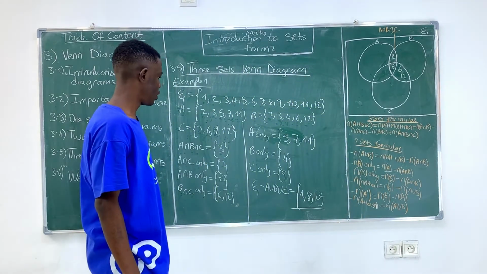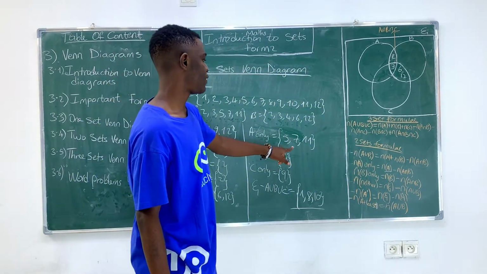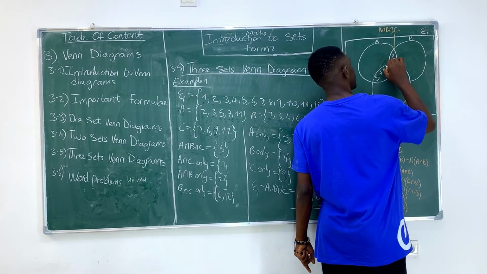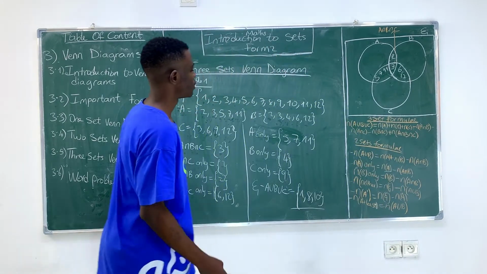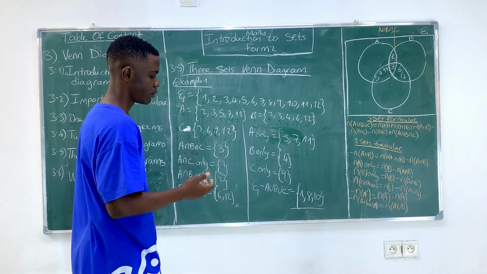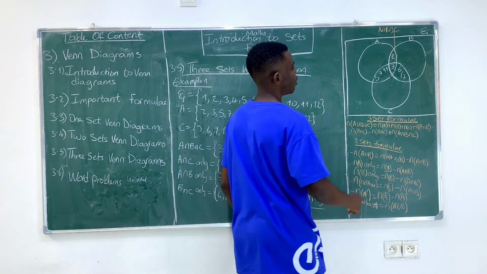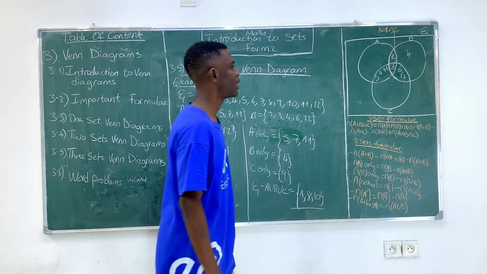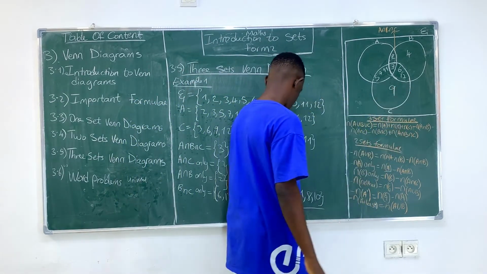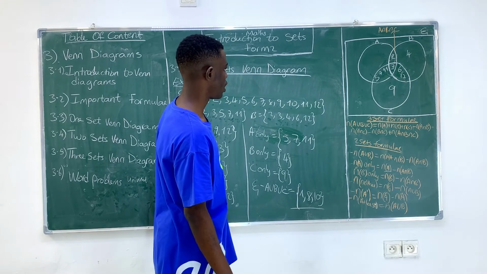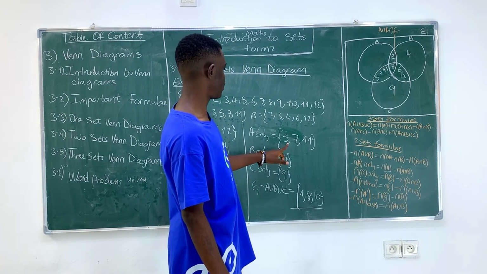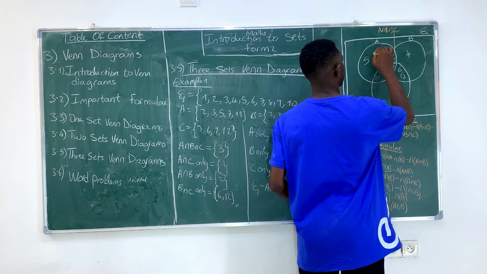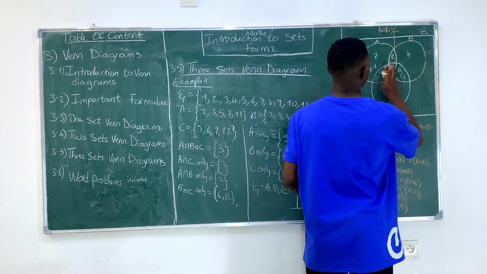Now A only is 5, 7, and 11. So for A only I'll write here 5, 7, 11. That is for A only. B only I have 4. C only I have 9.